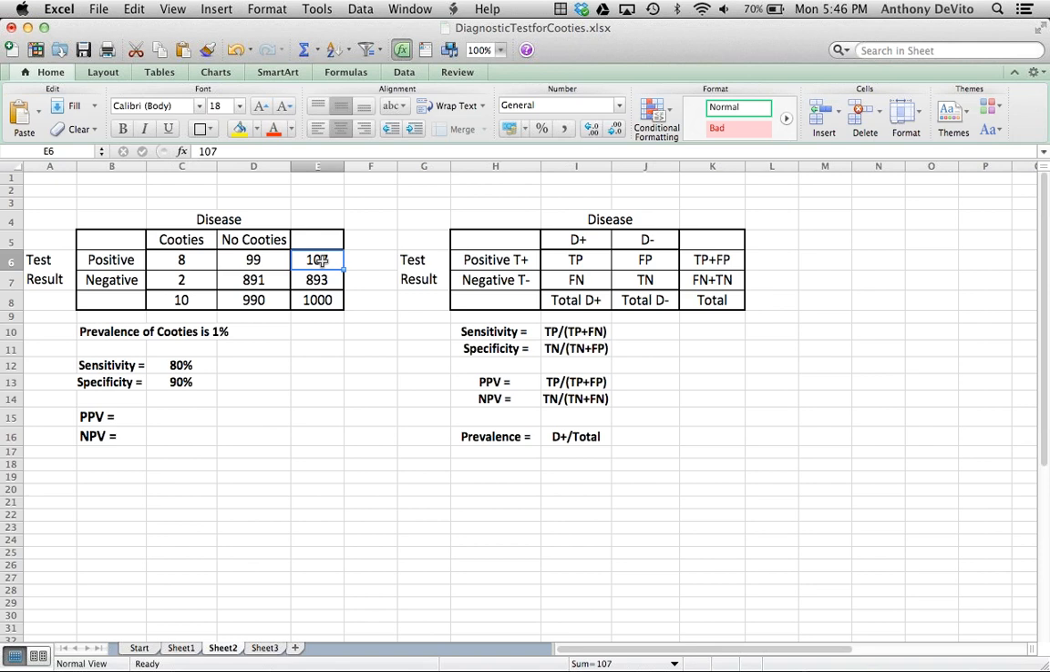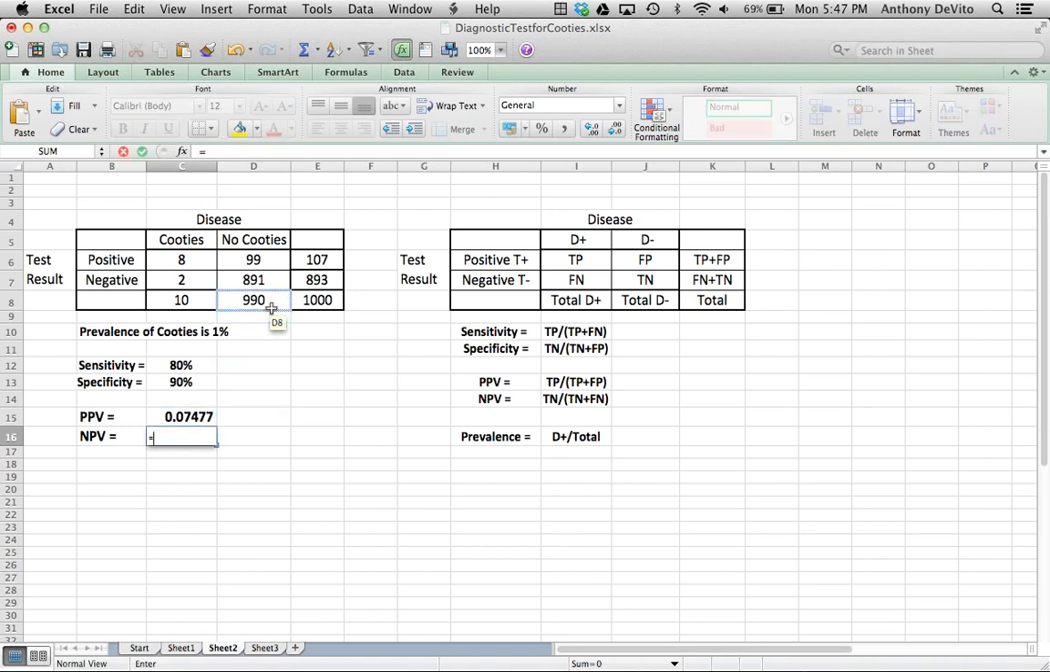What's our positive predictive value? If you're one of those 107 people who tested positive for cooties, what's the likelihood you really have cooties? Let's see. We've got 8 people that really have cooties out of 107 that actually tested positive. Gee, only 7% of these people have cooties.